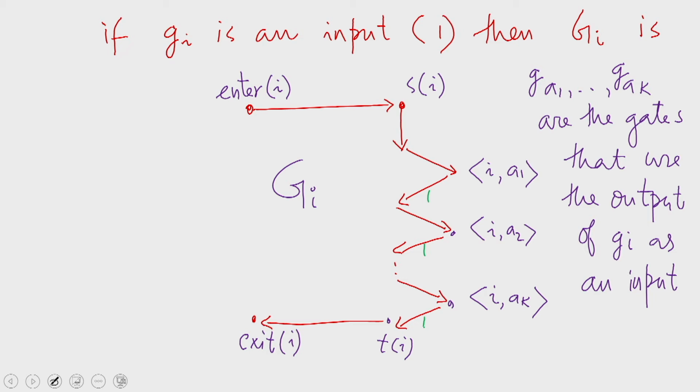For example, enter I has only one edge when Gi is an input and therefore, the edge going out of enter I is left unlabeled. Vertices IA1, IA2 etc. are going to have multiple edges incident to them. Therefore, we have to label the edge going out of it. This particular edge is labeled 1.